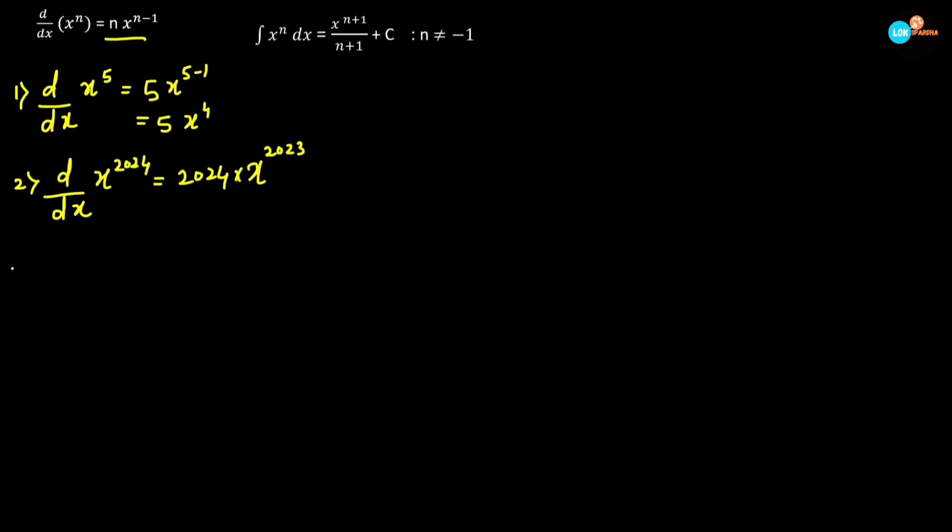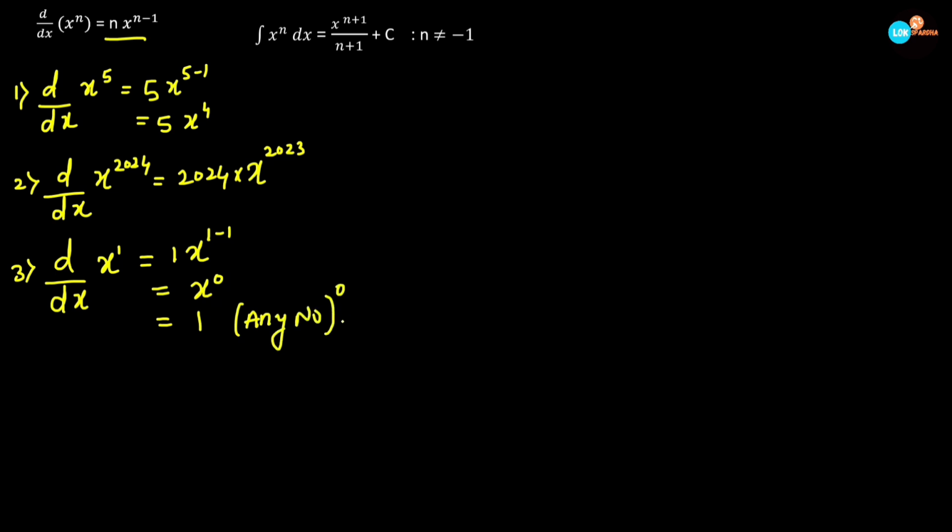And the third example, d by dx of x. If nothing is written, that means the power is 1. So this is n x to the power 1 minus 1. That gives you x to the power 0. X to the power 0 is nothing but 1. So you should know any number to the power 0 is always equal to 1.